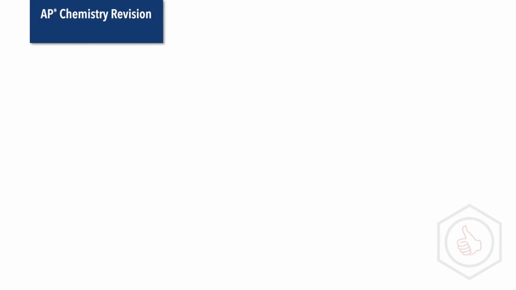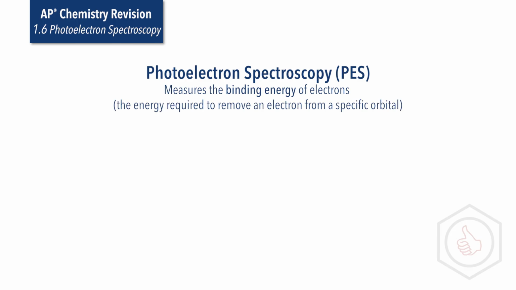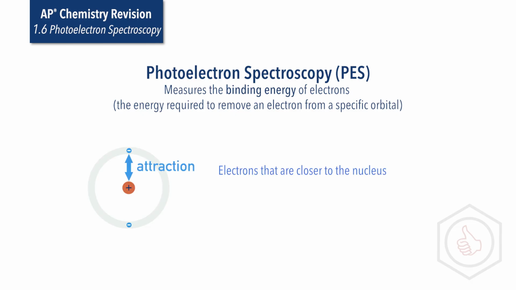Hello, so this is a revision video for AP Chemistry 1.6, Photoelectron Spectroscopy. Photoelectron spectroscopy, or PES, measures the energy needed to remove electrons from different subshells in an atom. Specifically, it measures the binding energy of electrons, the energy required to remove an electron from a specific orbital. Electrons that are closer to the nucleus are more strongly attracted to it and therefore require more energy to remove, having a greater binding energy.